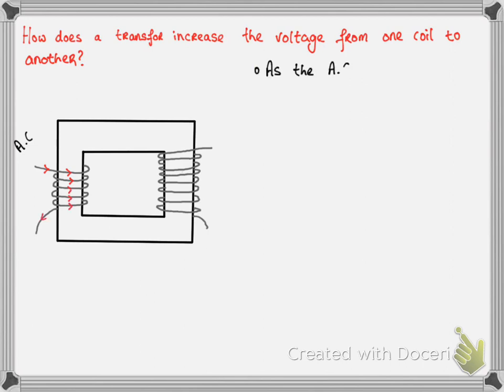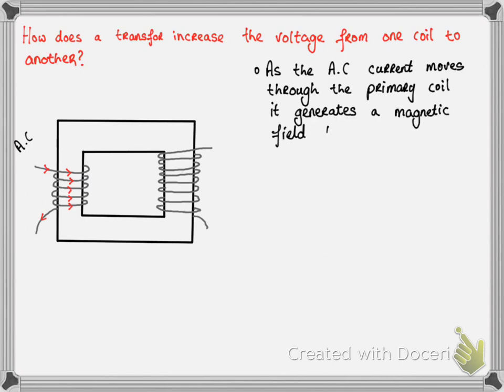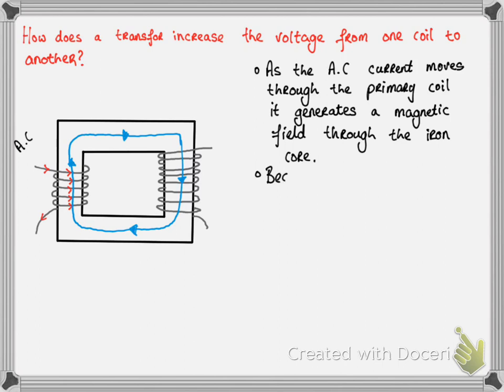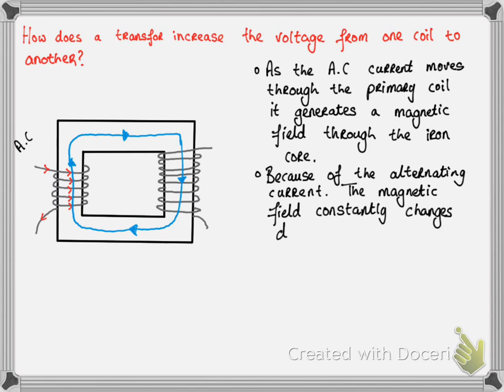This time it is key to note that an alternating current moves through the primary coil. It generates a magnetic field through the iron core. It is key that we use an alternating current because a direct current will not work for transformers. Because of the alternating current, the magnetic field constantly changes direction. So the alternating current will change direction and the magnetic field will change direction, back and forth all the time.